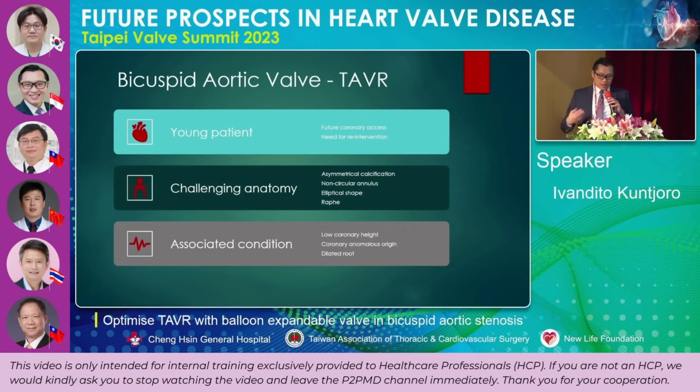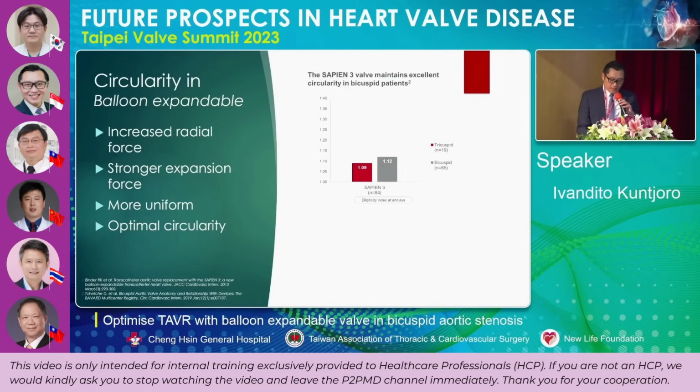And furthermore, in bicuspid, we have to deal with somewhat younger patients, so we have to start thinking about future coronary access and the possible need for re-intervention, such as performing TAV in TAV in the future. And not to mention, a lot of these patients have associated conditions such as low coronary height, anomalous coronary origin, and dilated root. So all these things will make the procedure more challenging.